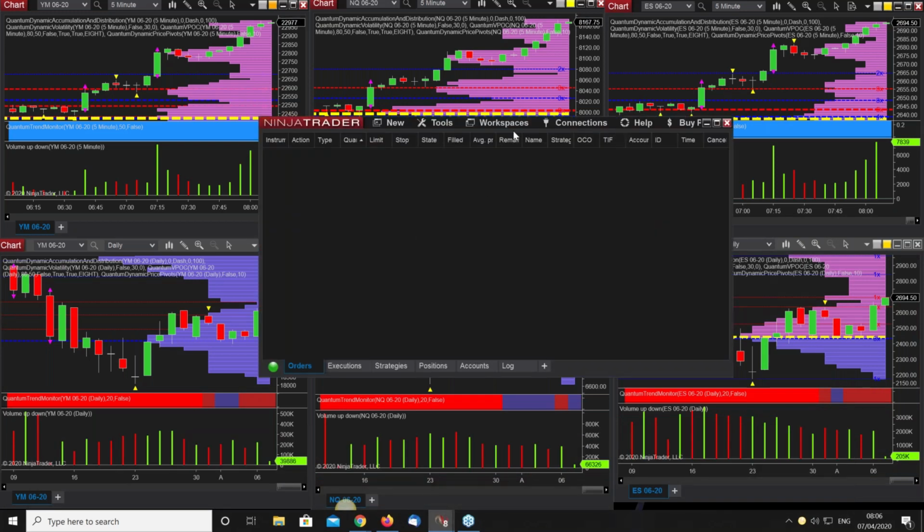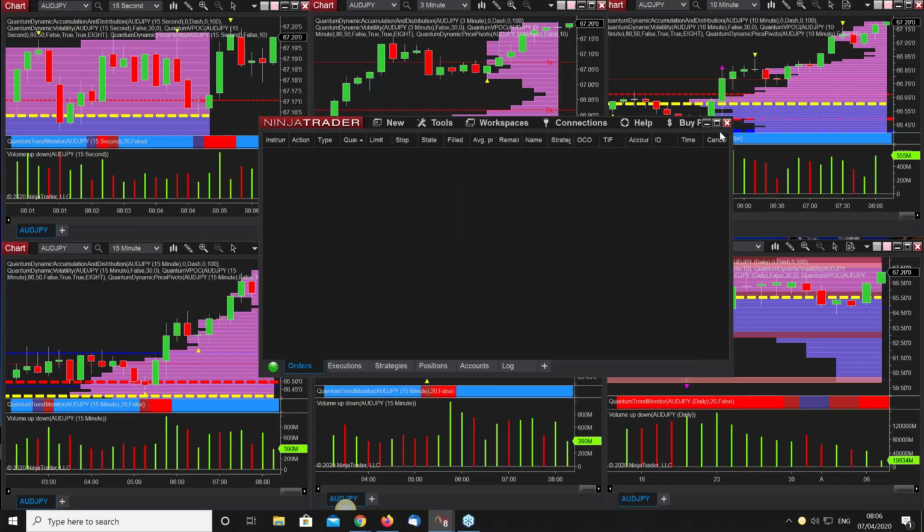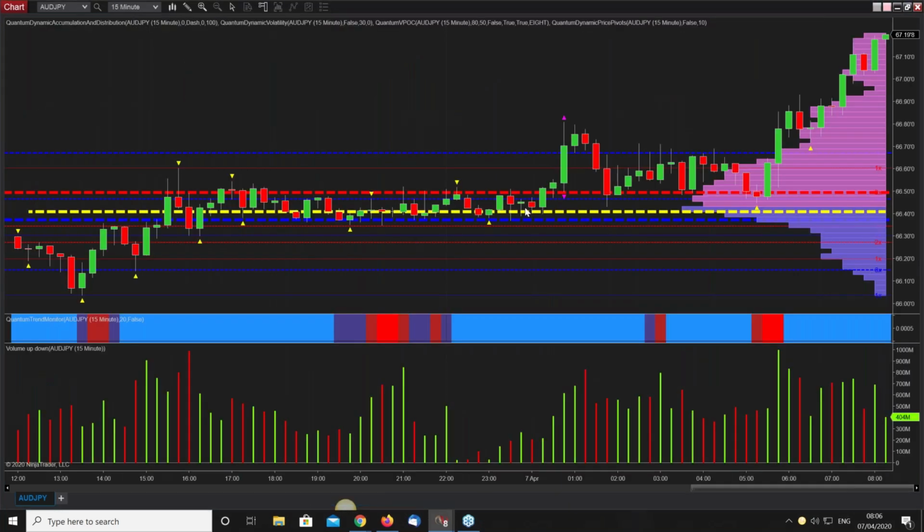Let's go back onto the time frames. Where are we? Currency indices, currency array, currency charts. There we go. This is the Aussie yen. No great flicker at the moment in terms of move through London. That's down on 15, that's where we were. Nice up candle, nice solid volume under that. Little bit of a pullback there, but volume fell away.